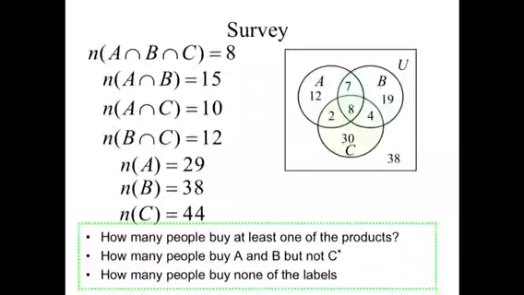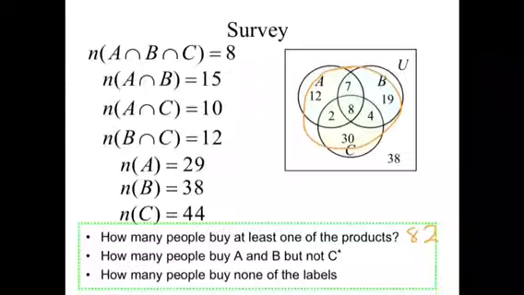So our first question is, how many people buy at least one of the products? So to answer how many people buy at least one product, we have everybody who bought 1 or 2 or 3 products. So basically everybody who is inside of one of these circles. If we add up all those numbers together, then we get there's a total of 82 people.